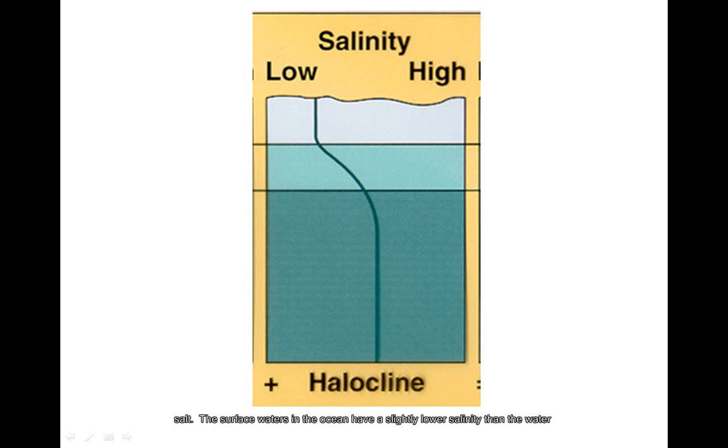The surface waters of the ocean have a slightly lower salinity than the water at the bottom because rainwater and rivers dilute the ocean's surface with fresh water. Rain and rivers do not enter the bottom of the ocean, so this water is not diluted and has a slightly higher salinity. The region or zone in between where the salinity changes is called the halocline. It separates the lower salinity surface water from the saltier deep water in the ocean.